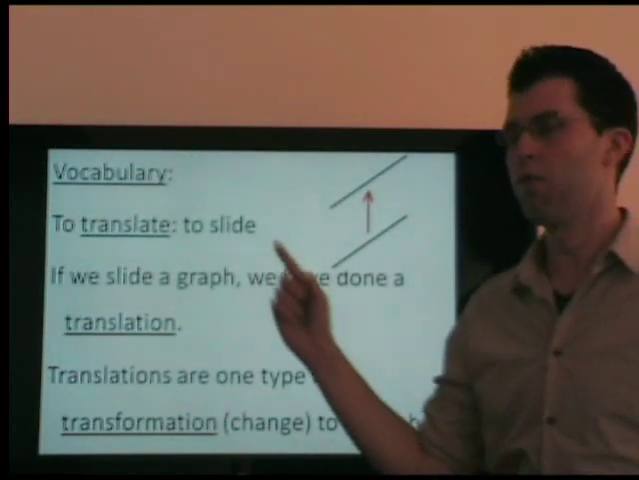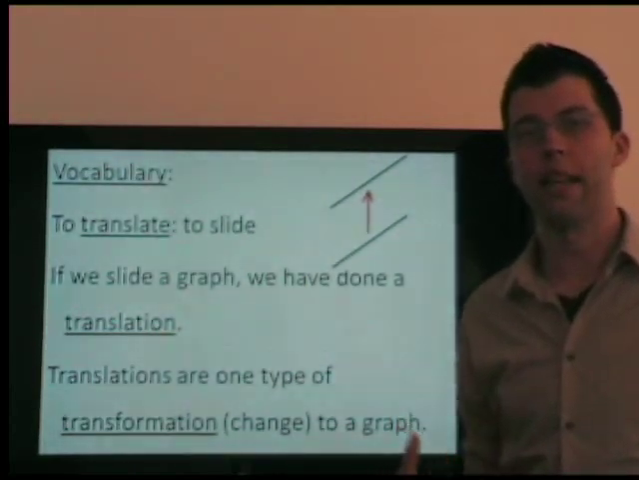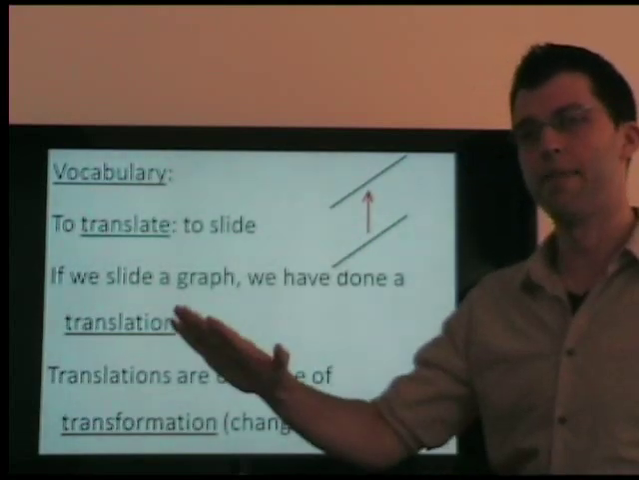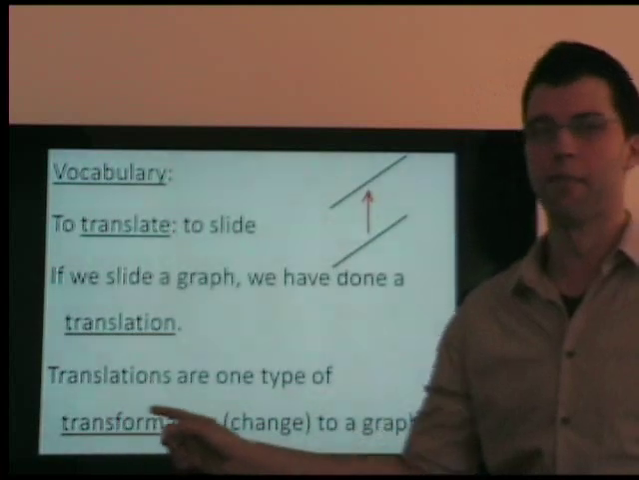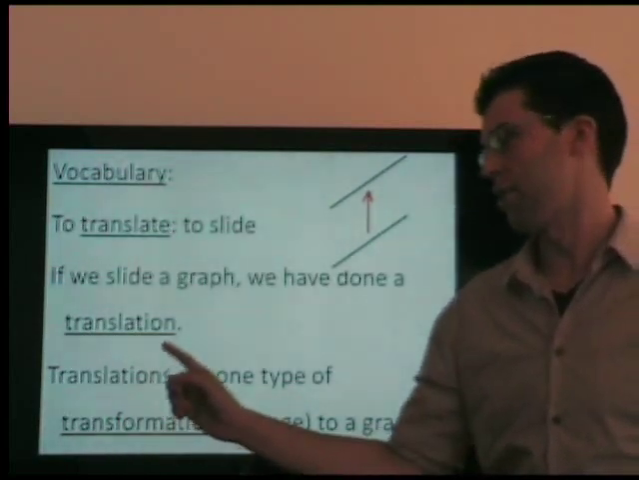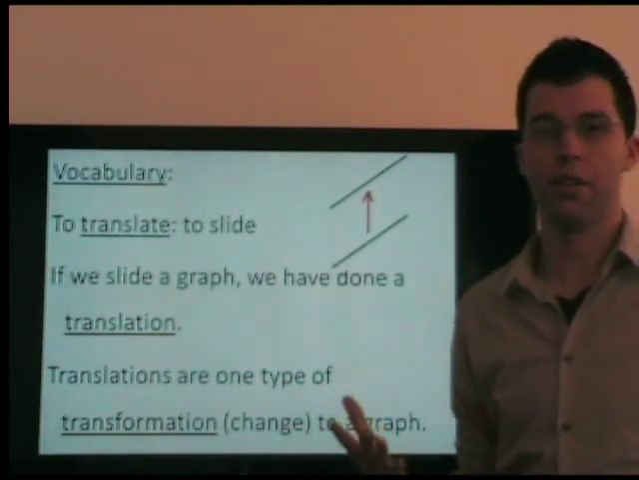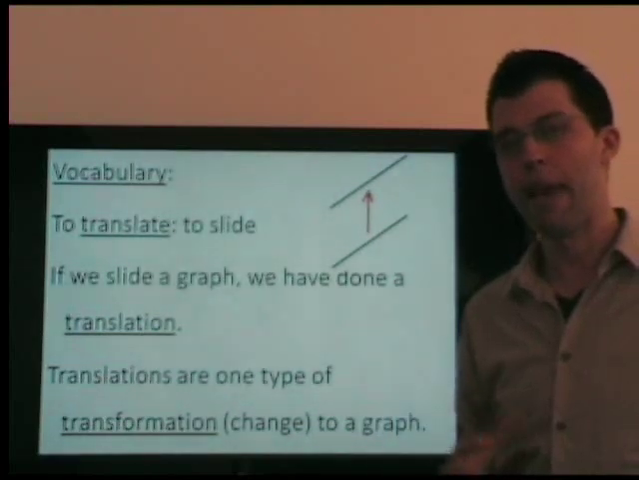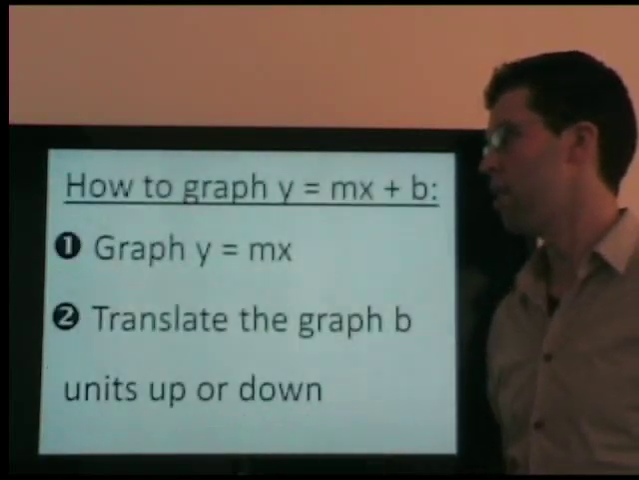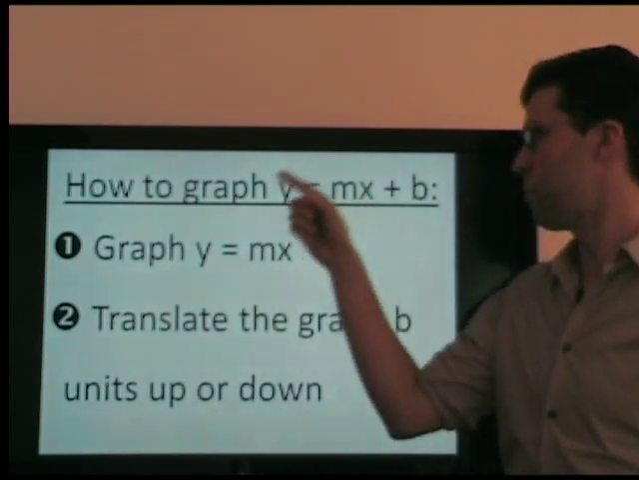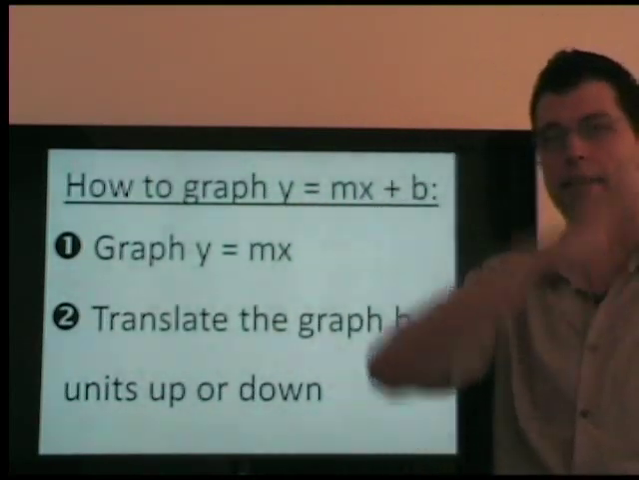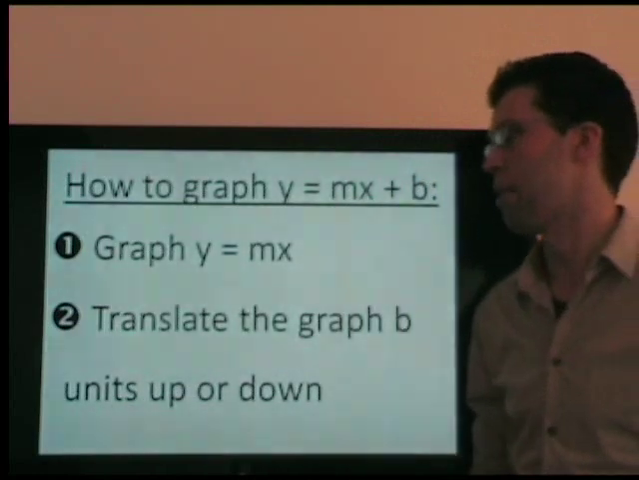And instead of saying move, we're going to say the word translate. Translate in this context means to slide a figure. In general, when we change a graph, we call that a graph transformation. So a translation is one type of change or transformation that we can make to a graph. So using that word, in general, how do we graph equations in this form? We graph just this part, then we translate the graph b units up or down.